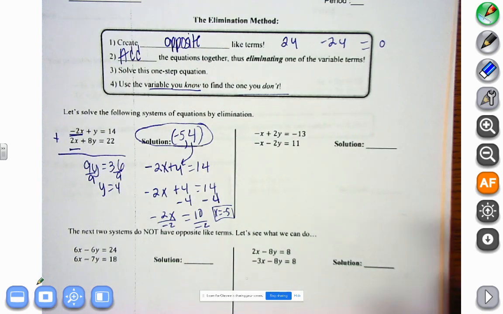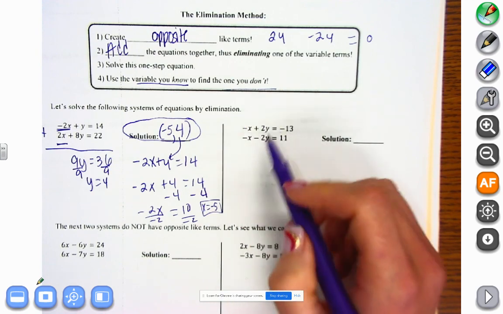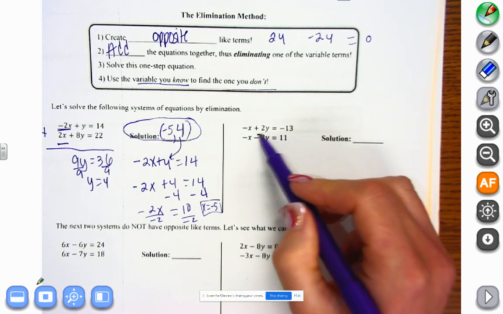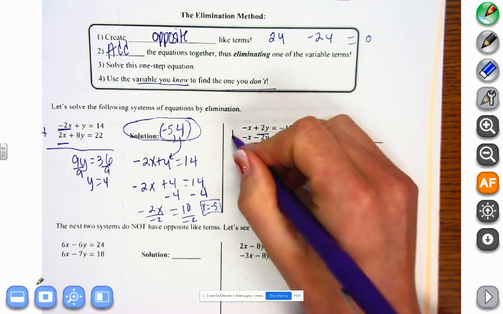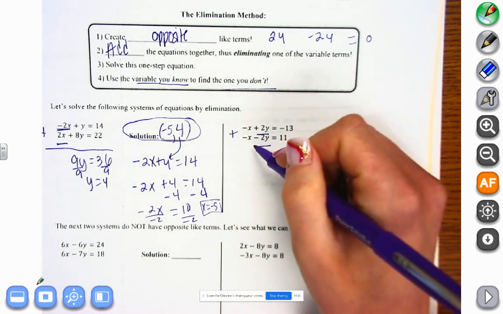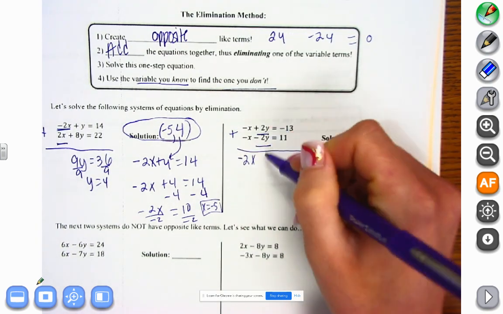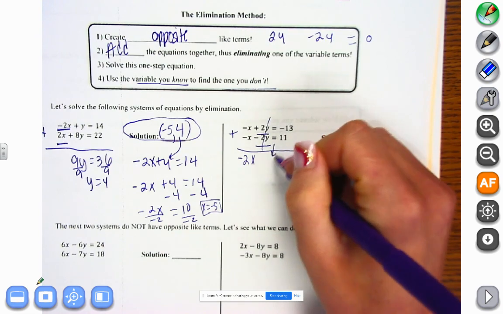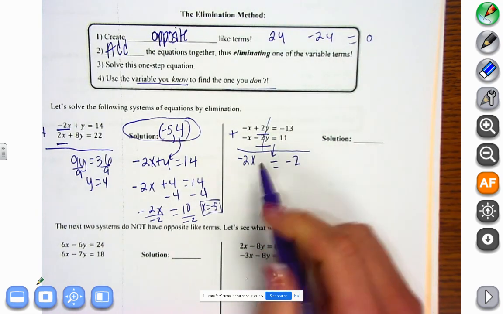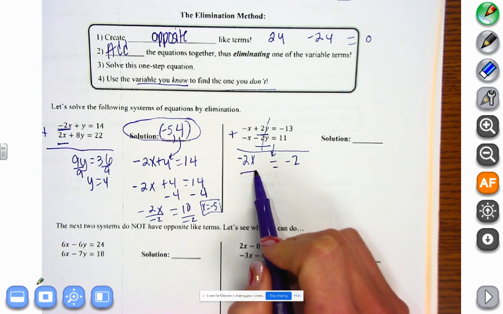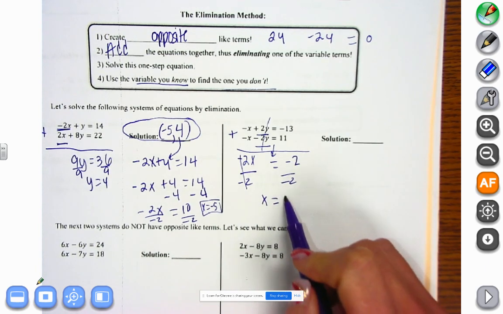Okay, let's just do one more quick example. We do have opposite like terms in this one. We have 2y and negative 2y. So let's add down. x, negative x plus a negative x is going to give you a negative 2x. Our y's cancel out. Bring our equal sign down and we get a negative 2. And as we continue solving for x, we divide each side by negative 2, we get x equals 1.